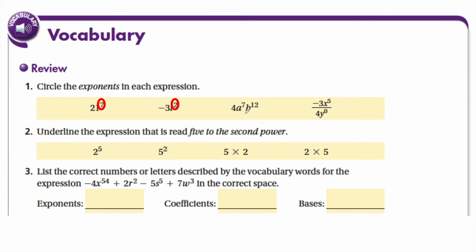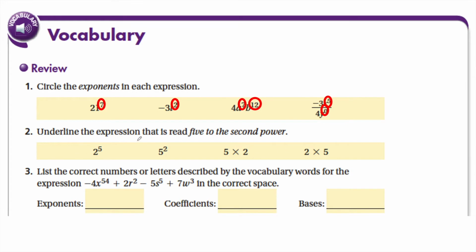And it's okay to have more than one exponent in a single term. So we have a 4a raised to the 7th, b raised to the 12th. Well, that means that the 7 and the 12 are both exponents. And even if we are dividing by everything, we still have the exponent of a 5 as well as the exponent of that 0 right there as well.